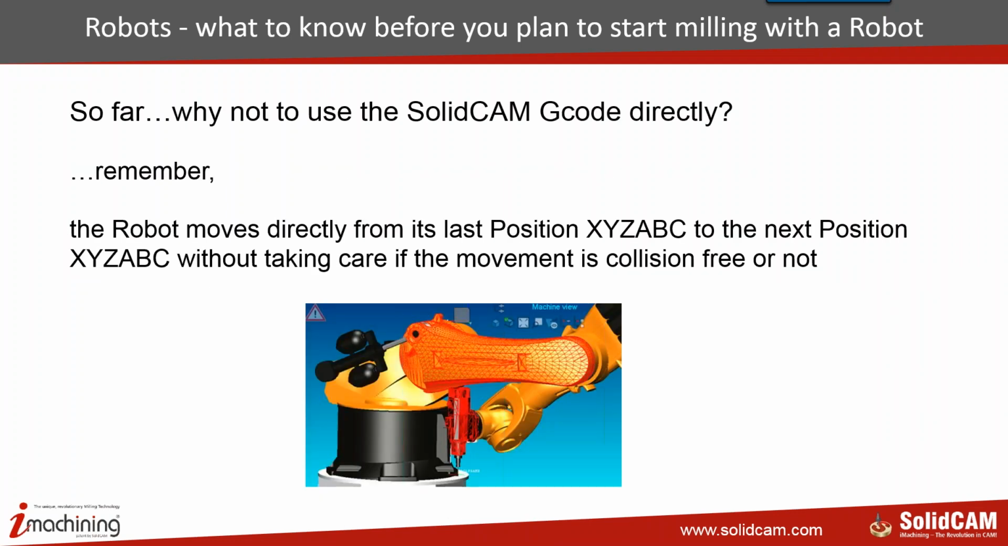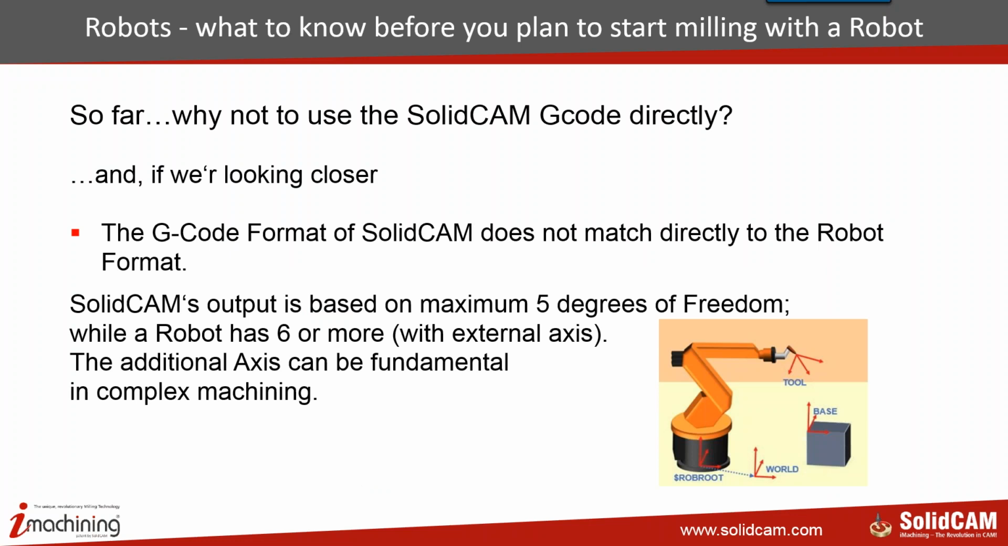So far, maybe you think, why do we not use the SolidCAM G-code directly if we have tool vectors, if we have everything? The main point is that the robot moves directly from the last position to its next position, and that is the main problem we see.